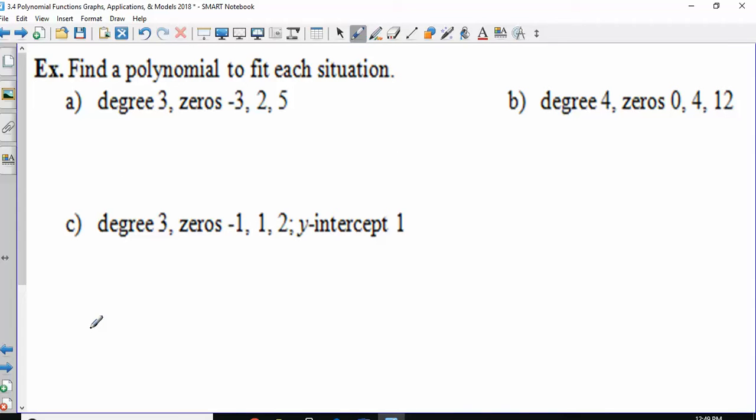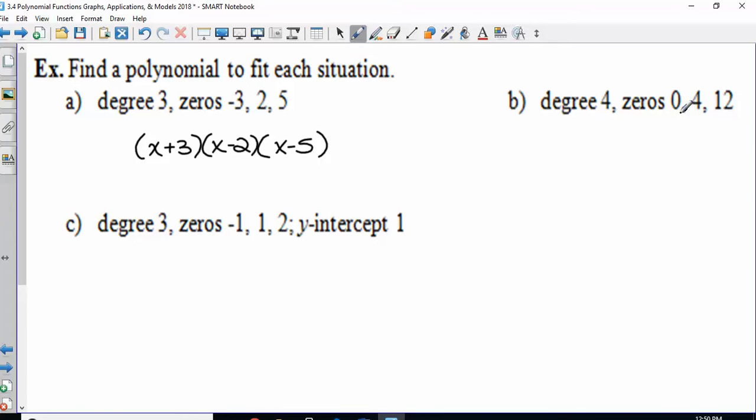Alright, we've done some of these already, but let's practice some more. We had them on our last assignment. When I gave you the zeros and I want the polynomial, degree 3 means we should have 3 zeros, and I gave them all to you. So if -3 is a zero, what should we have? If 2 is a zero. If 5 is a zero. Alright, is that degree 3? Yep, I didn't give you any other requirements, so you're done. That's my polynomial.